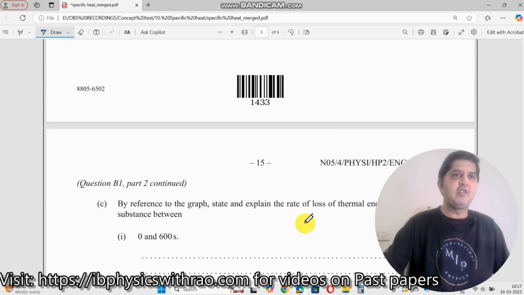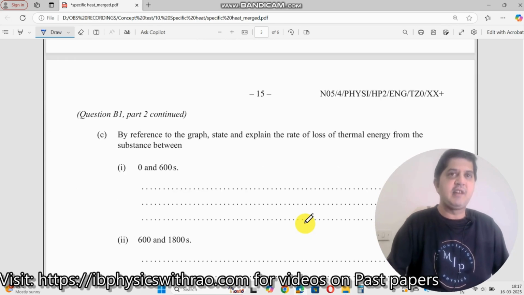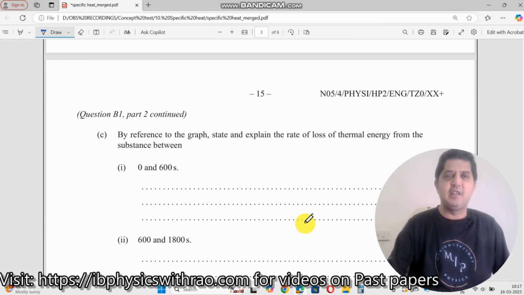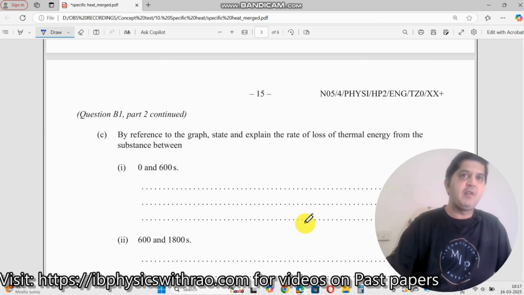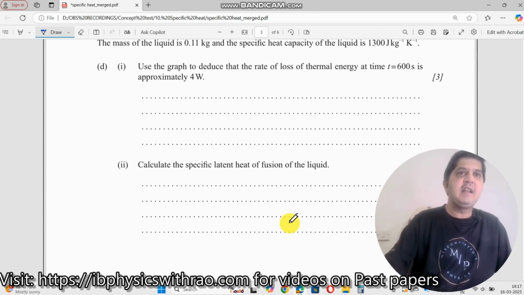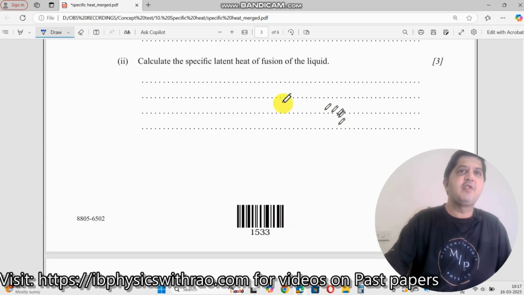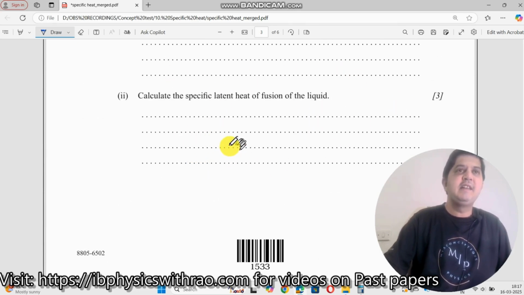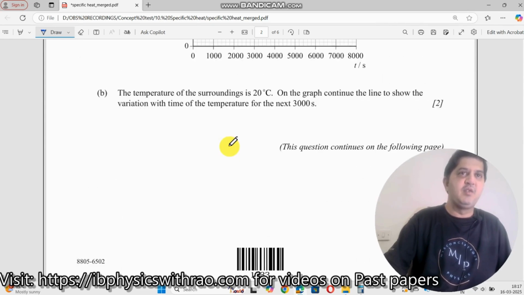And then we also look at how you understand the rate of loss. It's not only about the specific heat, it's related to the energy also. So how do you calculate the power? What is the rate of loss of energy? And after that, we look at how you calculate the latent heat of fusion. With this we come to an end of the second video also. Anyway, let us continue with this now.